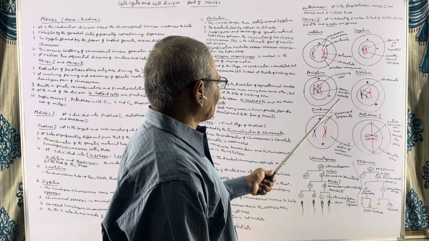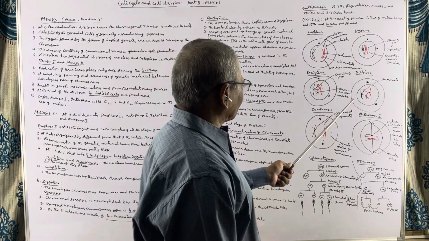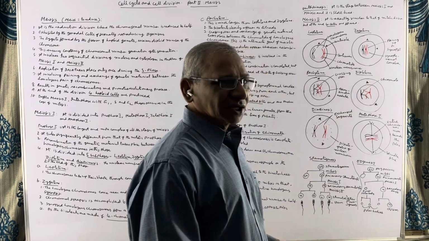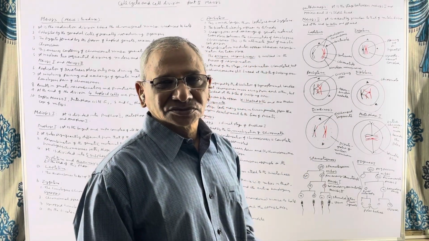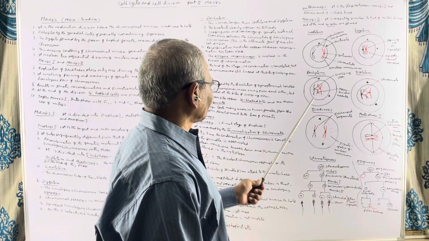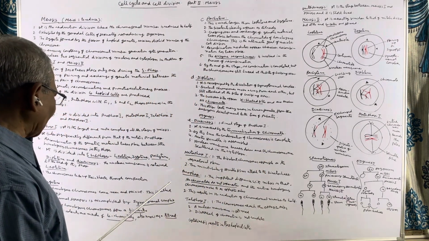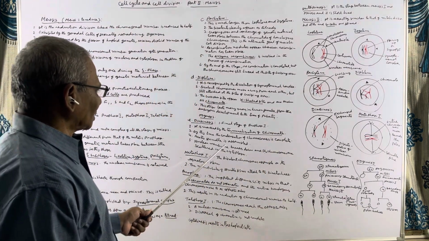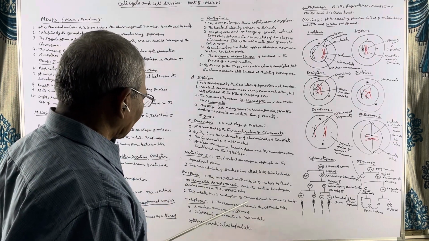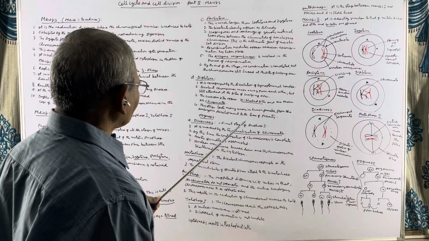Then, after diplotene, diakinesis. And one more point is, during diplotene, the synaptonemal complex disintegrates. Synaptonemal complex disintegrates. And one more point you have to remember. In crossing over, one enzyme participates to help in the process. That we will do later on.